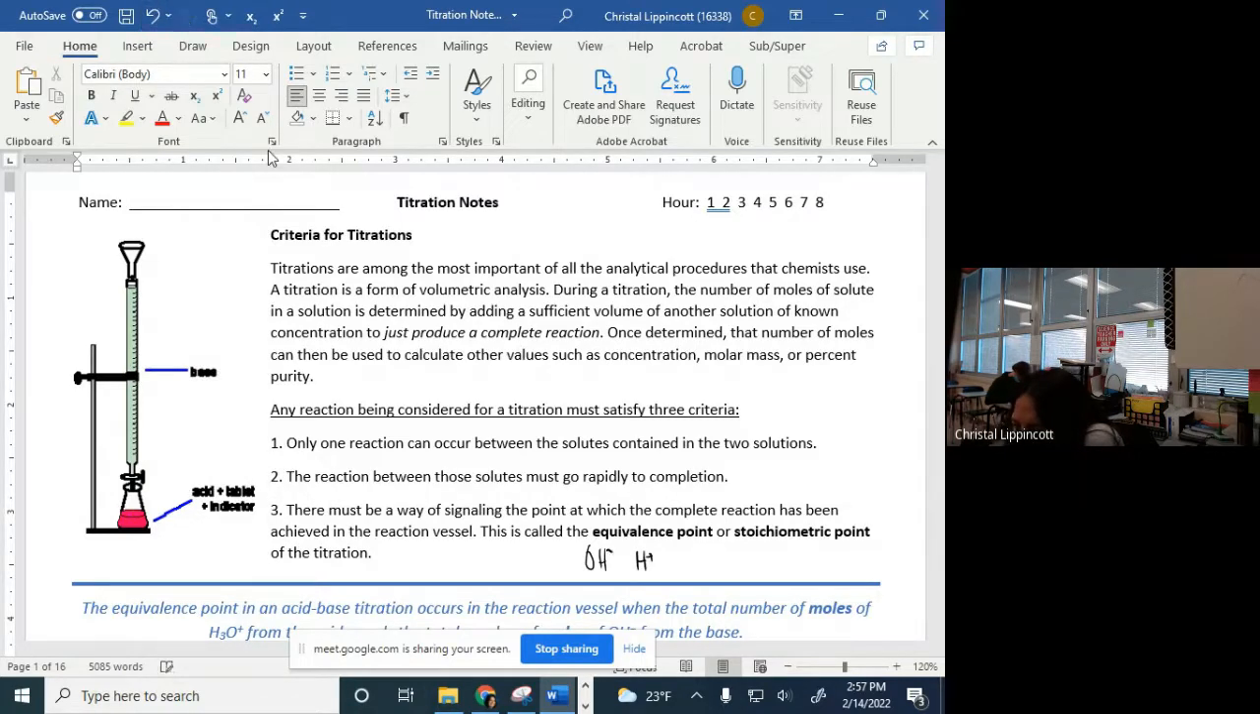So the moles of this equal the moles of your H plus. Okay. So that's a much better way of saying it. I'm sorry about my previous blunder. All right.